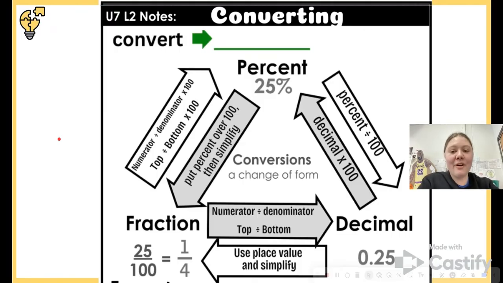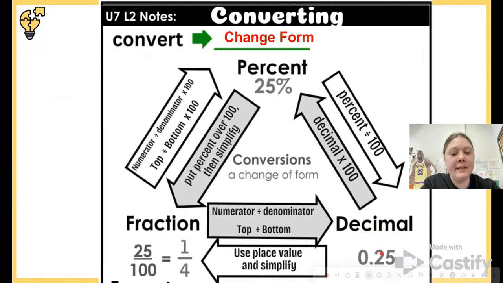All right, today we are in Unit 7, Lesson 2, converting. So what does it mean to convert? Convert means that we are going to change form. So we'll be changing between percent, decimal, and fraction. Depending on what form you have, you'll follow the arrow to the other form and you'll do what's in that arrow. So if I have my percent, I will divide it by 100 to get the decimal.